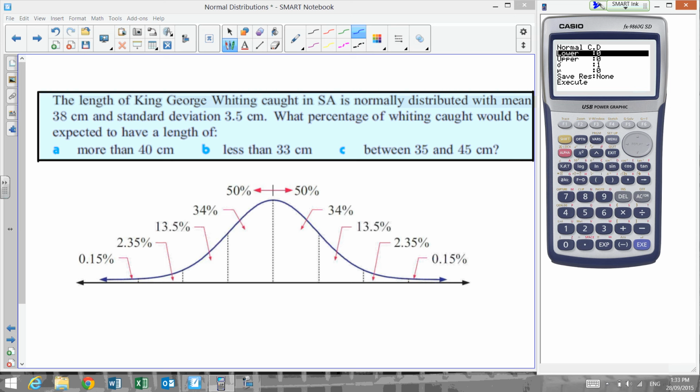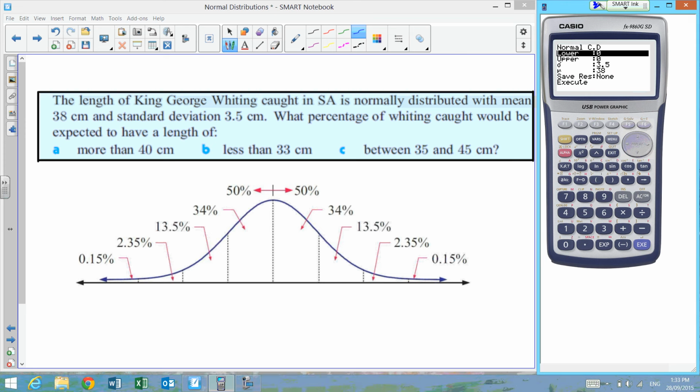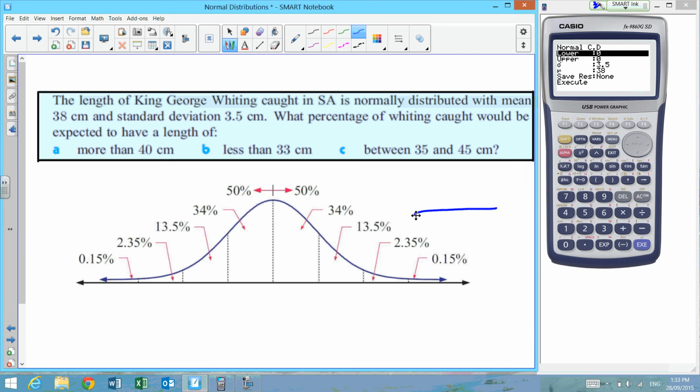All right, so my mean was 38 and my standard deviation was 3.5. This is where I set my limits. So more than 40 centimeters. If I've got my number line, 40 centimeters, more than 40, 40 is going to be my lower limit.